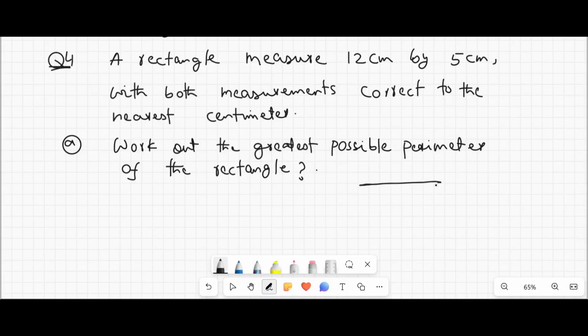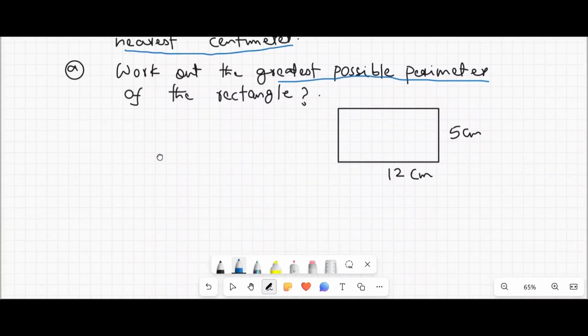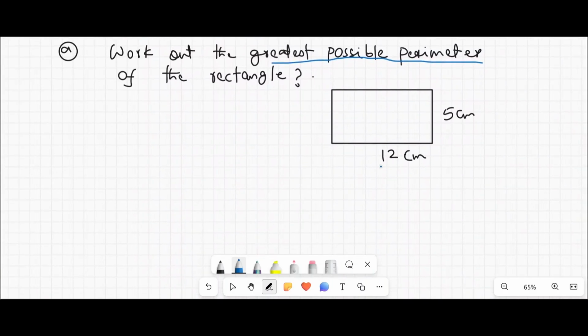So we have a rectangle like this. This is the 12 centimeter length, and this is the width, the 5 centimeter. The accuracy given is the nearest centimeter, and it says find the greatest possible perimeter. For this, you first find the greatest possible length and the greatest possible width. The formula for the perimeter is 2 into length plus 2 into width.